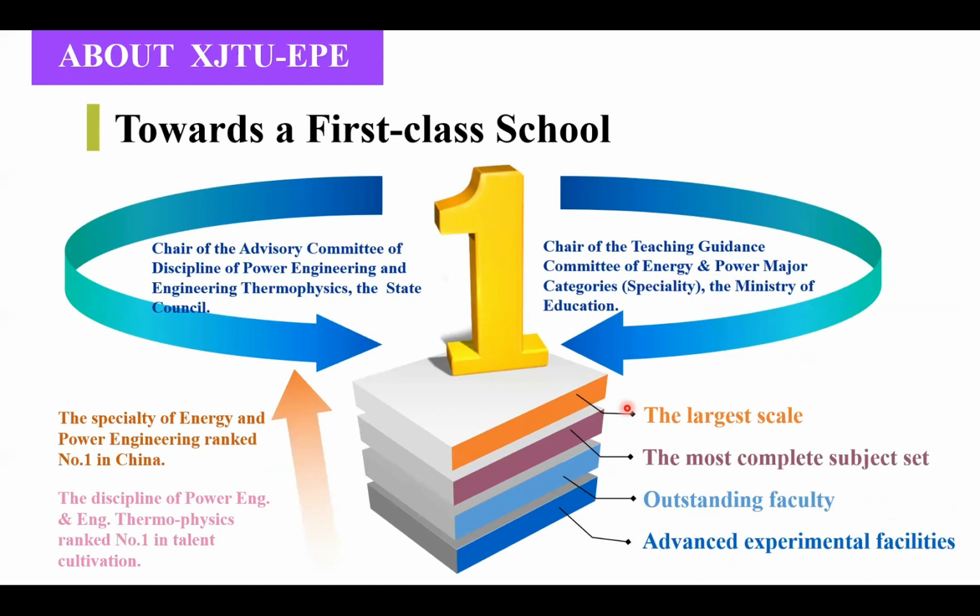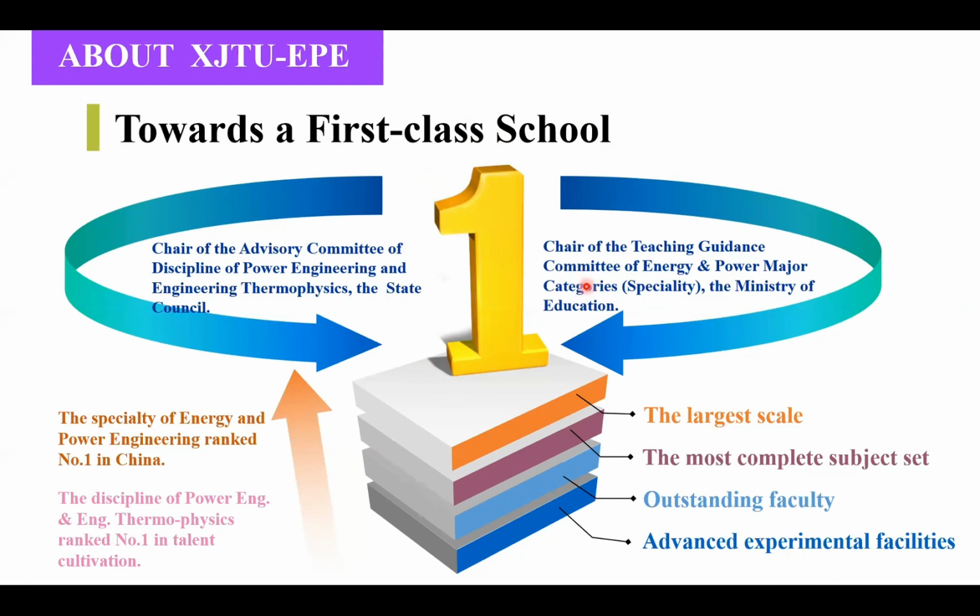Okay, so how about the school? The school was ranked #1 in China in this field. The chair of the advisory committee of the discipline of power engineering and engineering thermal physics, and the chair of the teaching guidance committee of the energy and power major category of the Ministry of Education. So in the ranking of the Ministry of Education, we are always placed in the #1 place. Okay.